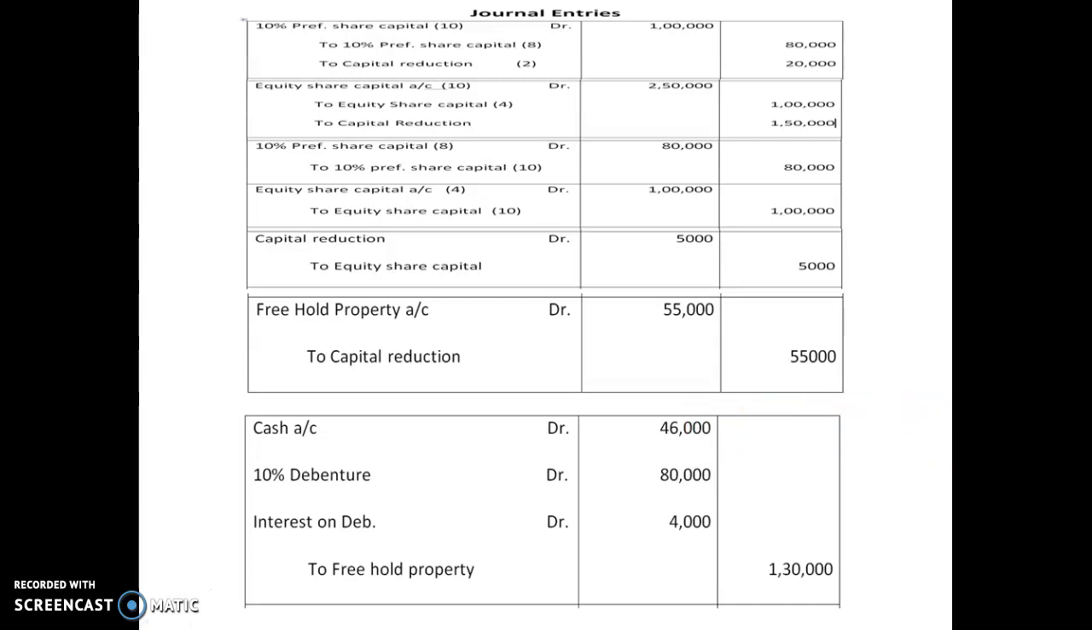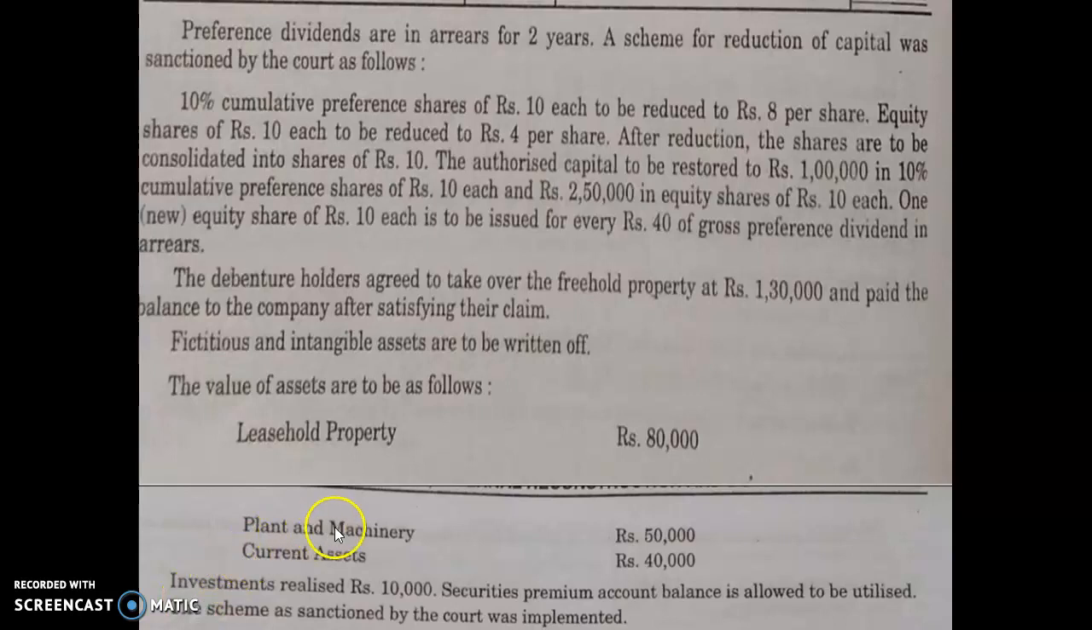So cash account debit 46,000, debenture capital account debit 80,000, interest accrued thereon 4,000, and so total freehold property is 1,30,000. Then it is regarding revaluation of assets. The company revalued the following assets as given below. As it is shown here, leasehold property revalued to rupees 80,000, plant and machinery 50,000, current assets 40,000. So leasehold property reduced by 20,000, plant and machinery 10,000, current assets also 20,000.